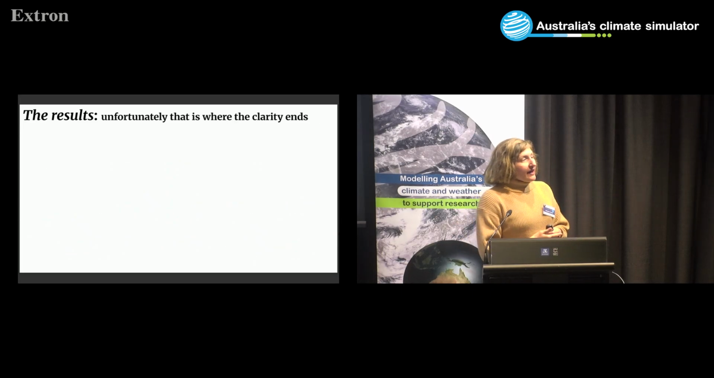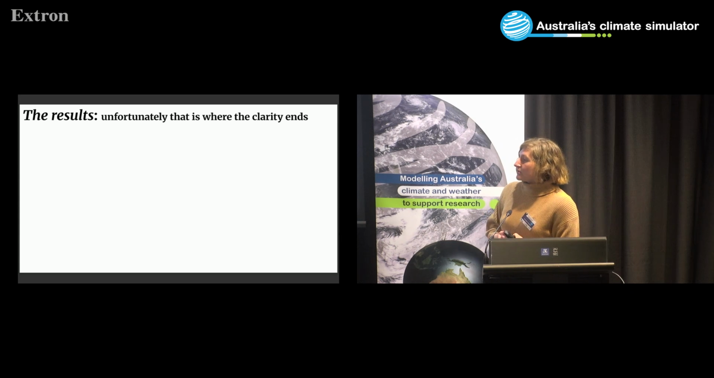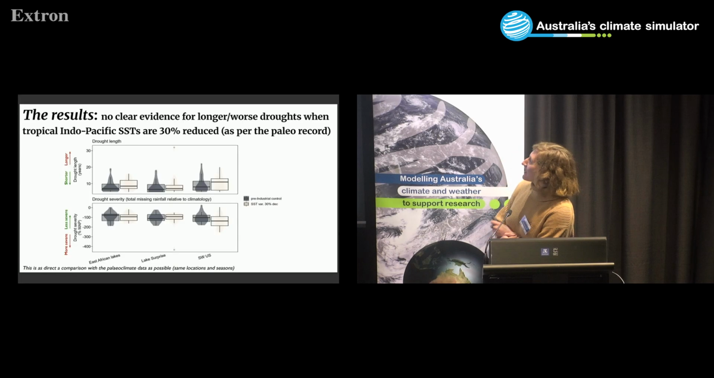Okay, so that's great. We've had a look at how changing the magnitude of tropical Indo-Pacific sea surface temperature variability affects long-term rainfall statistics in the ACCESS-ESM. Now we'll have a look at droughts, where unfortunately, as is often the case when we reduce the degrees of freedom, things are somewhat less straightforward.